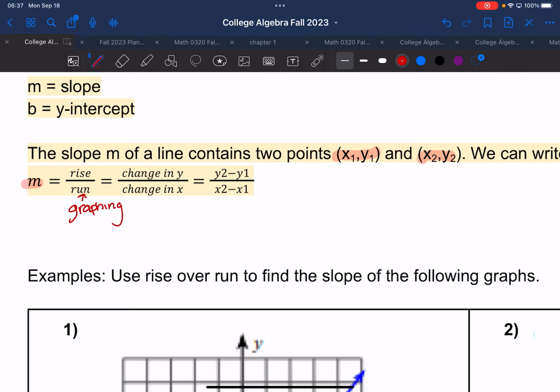Then we have change in y over change in x. This is used when we're doing applications. So all of this means the same thing, we just use them in different scenarios. And then lastly, we have the formula y2 minus y1 over x2 minus x1. That's how we find the slope mathematically. Okay. So all of these all mean the slope. They all are equal to m. Just in different cases, we'll use a different quote-unquote formula.